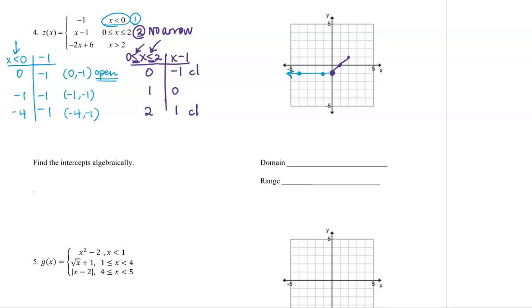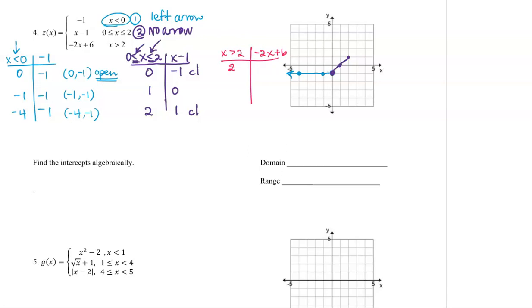The first piece did have an arrow, and that arrow went off to the left because that piece continues for all x values that are less than 0. Now let's go look at our table for the third piece for x values that are bigger than 2, where we plug in -2x plus 6.